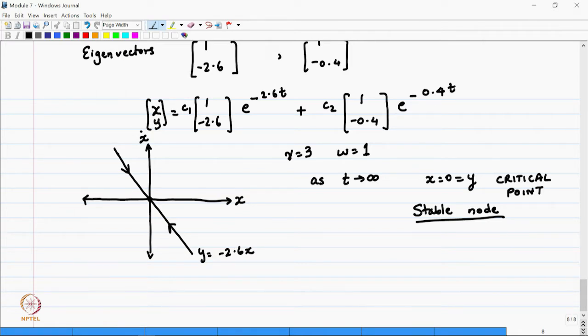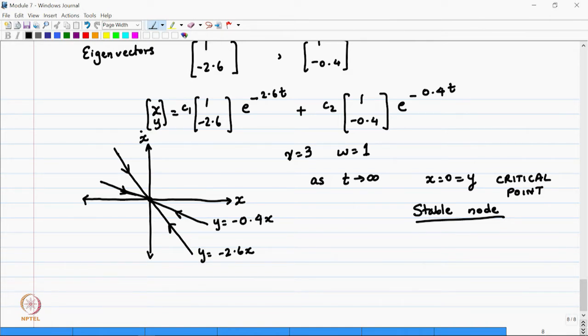What happens when C1 equal to 0? Then you have another graph, which looks like e to the minus 0.4 t. So, that will be a slightly smaller slope. It will look like this. So, this is y equal to minus 0.4 x.